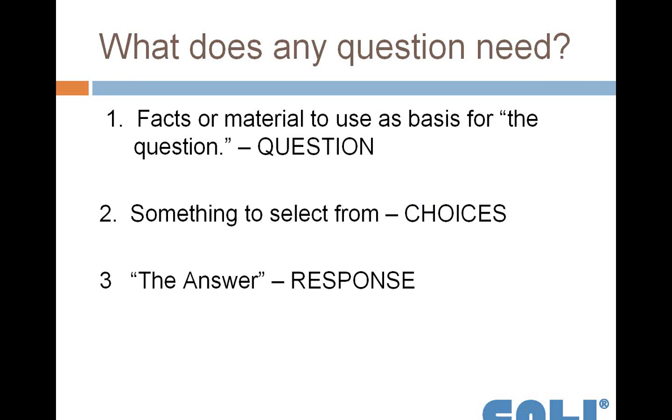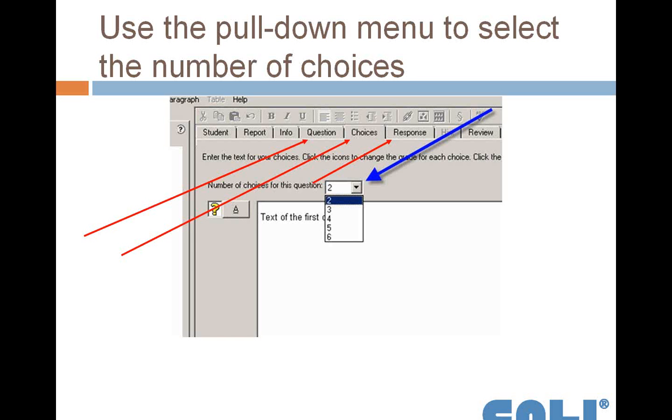You need something for the students to select from usually. That's choices. And depending on your question type, choices will look different. Sometimes choices might be true and false. Sometimes choices might be sections from a particular statute. Sometimes choices might be particular quotations. Sometimes it's multiple choice as it is here. And then of course you need an answer, which we call the response. So we're going to work with these 3 tabs primarily in creating this question.